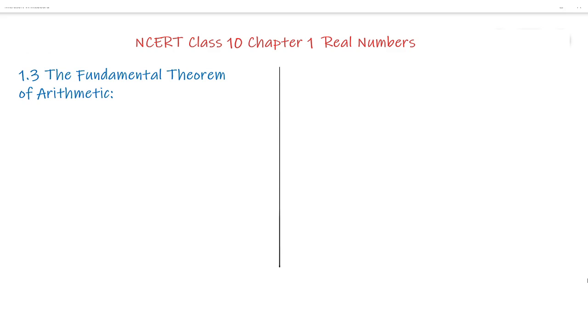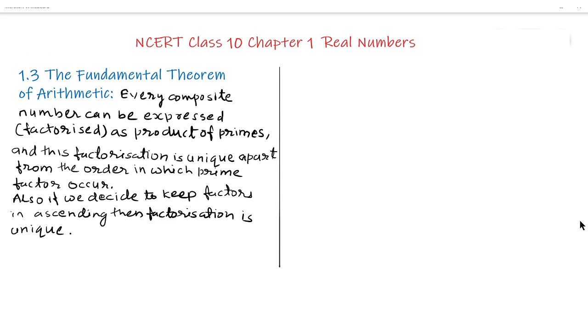We are going to learn NCERT class 10th chapter 1 real numbers topic 1.3, the fundamental theorem of arithmetic. Every composite number can be expressed or factorized as a product of primes, and this factorization is unique apart from the order in which prime factors occur. Also, if we decide to keep factors in ascending order, then the factorization is unique.